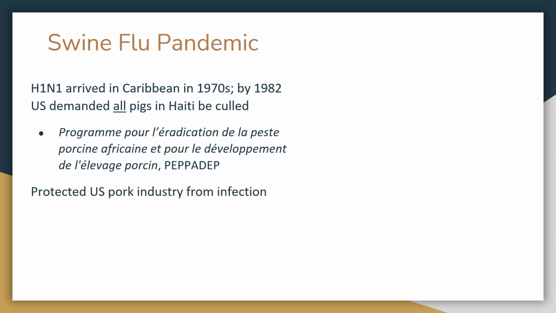In an abundance of caution, the U.S. demanded that every single pig in Haiti be culled. In order to protect the U.S. pork industry from infection, because the fear was that infected pork imported from Haiti would arrive in the U.S. and somehow infect U.S. pigs, and then there would be this epidemic in the U.S. costing U.S. pig farmers millions of dollars in losses.